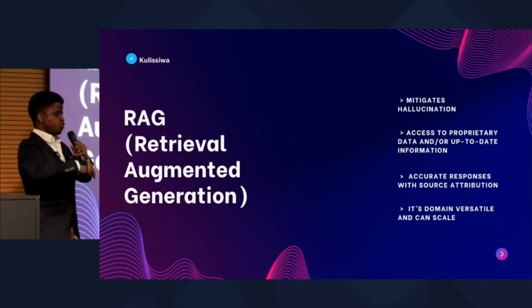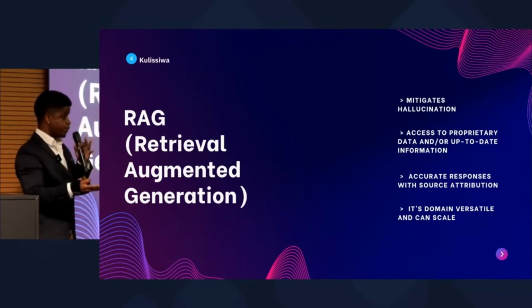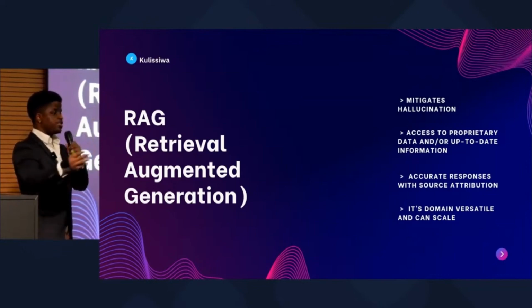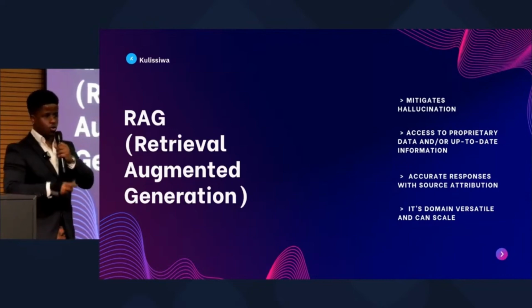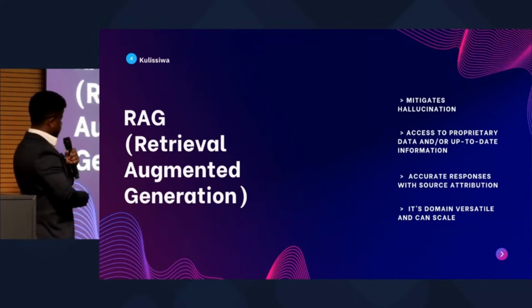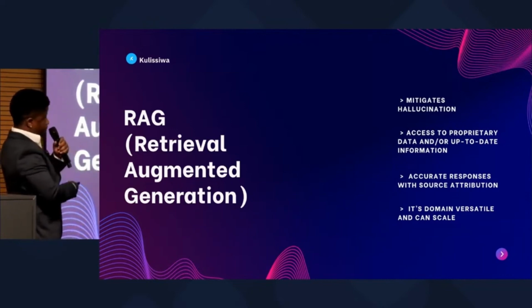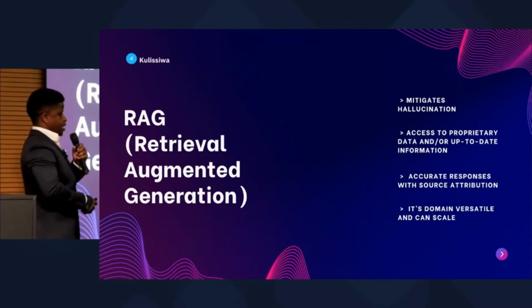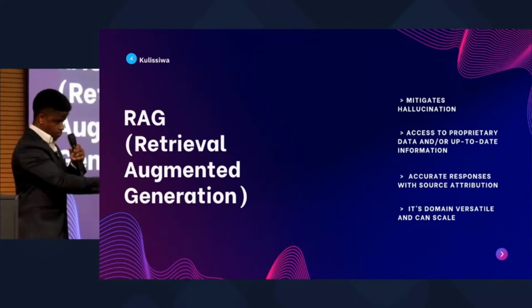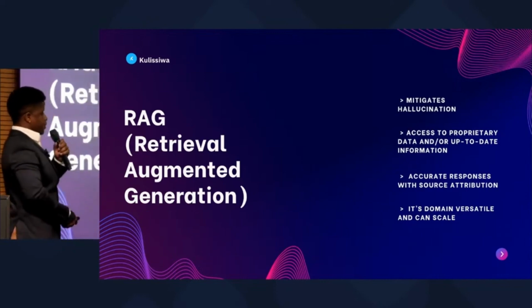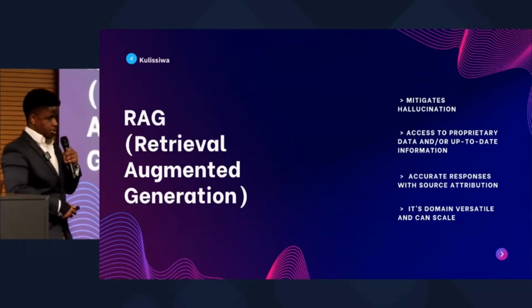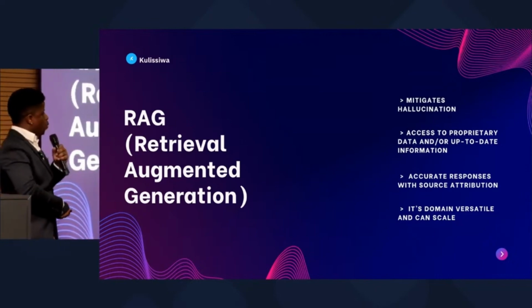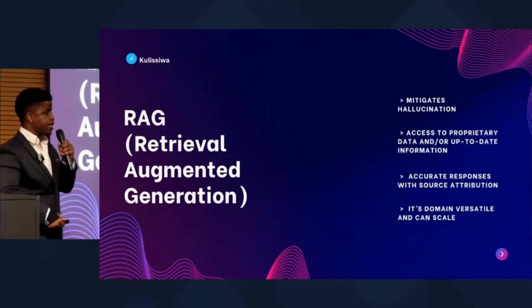And the model, you either ask a question or you have a task for it to complete, and the model is going to use that external information to provide you with an answer or a particular action. And this helps mitigate, first, hallucination. You can also provide it access to, like I said, proprietary data. It also provides you with source attribution.